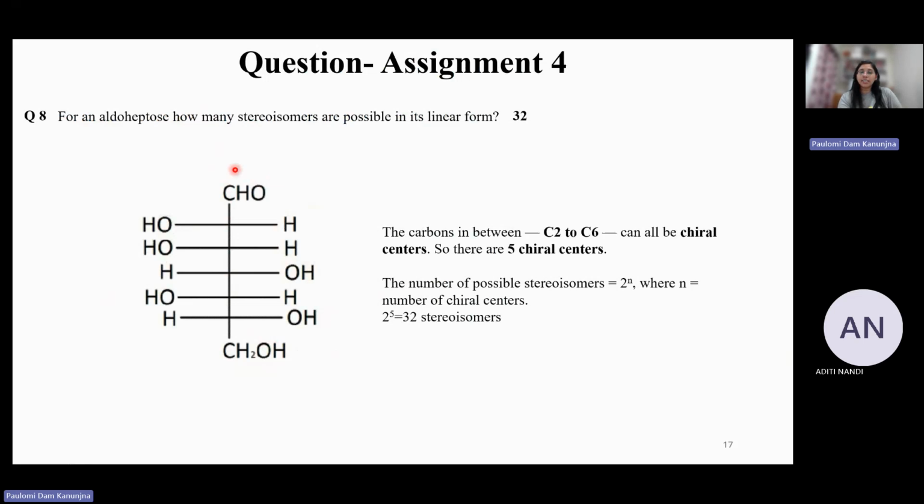If you look at this carbon, it has CHO, OH on one side, H on one side, and this entire remaining body on the other side. So it has 4 different groups, so this is one chiral center. Similarly, 1, 2, 3, 4, 5. These 5 are chiral centers, and chiral centers give rise to stereoisomers. So if there are n chiral centers, you have 2 to the power n stereoisomers. So 2 to the power 5 is 32 stereoisomers. So great job. Moving to the next one.